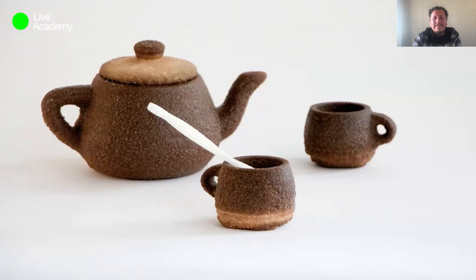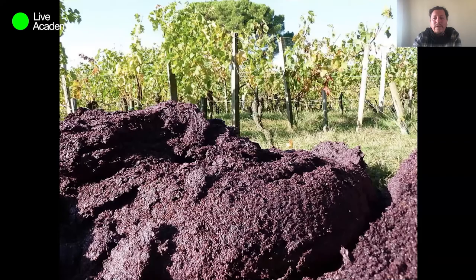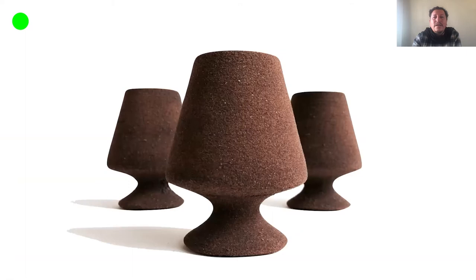Other recycled materials in Northern California are grape skins. And so there's huge wine producing regions in Northern California above San Francisco. And the skins from those grapes are an agricultural waste product. And so we embarked on a project to think about how we can use that waste product to derive an additive manufacturing material. And so these are Chardonnay grape skins to make these Chardonnay grape skin goblets.